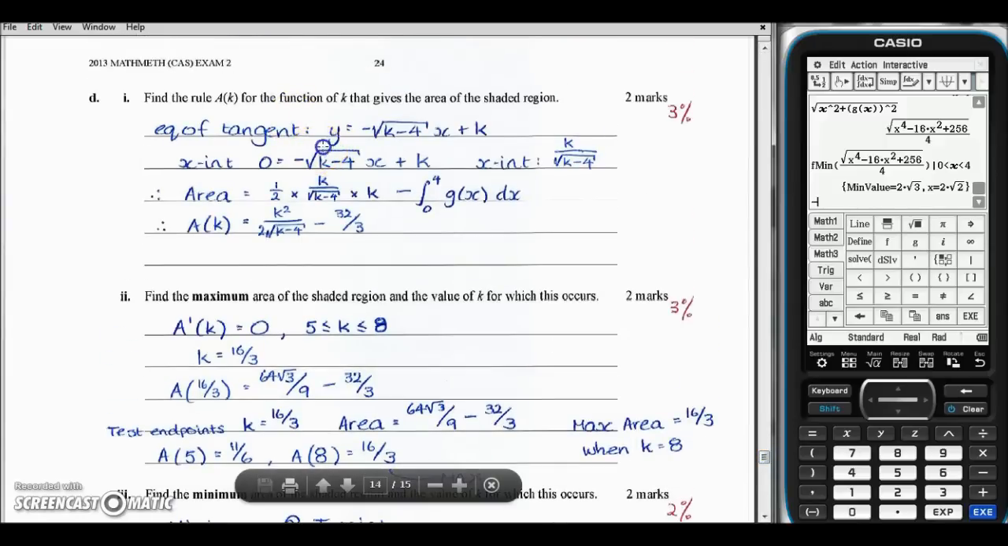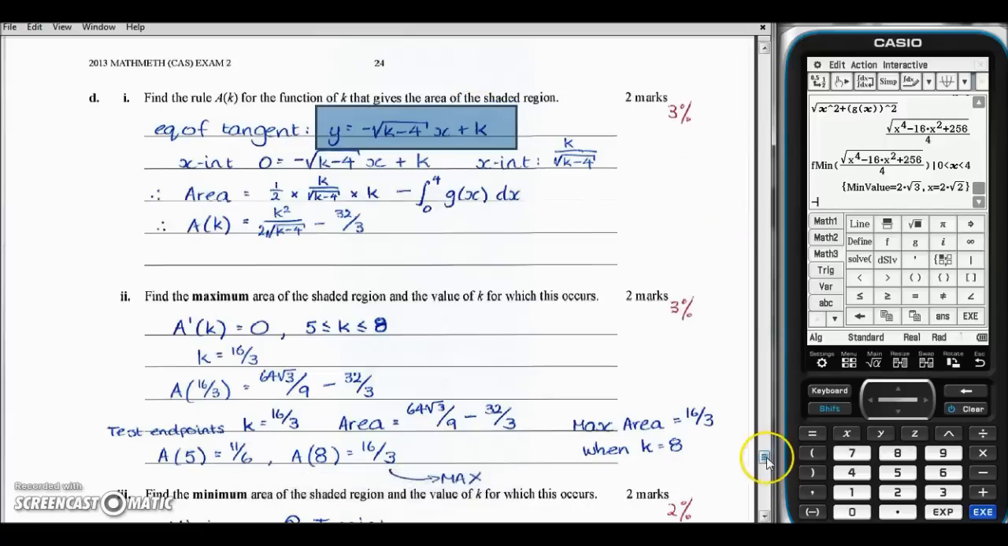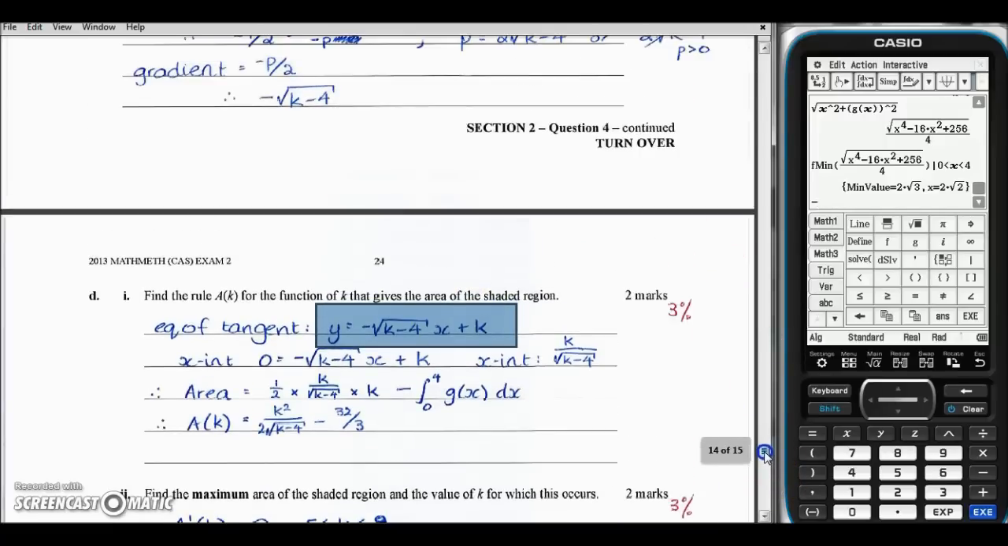So the equation of the tangent is actually that, because the gradient is negative root k minus 4 and the y-intercept is k, so I can just say the equation of the tangent is y equals negative root k minus 4x plus k. To find the x-intercept, let y equal 0 and solve for k. You get k on root k minus 4. Do that in your calculator.